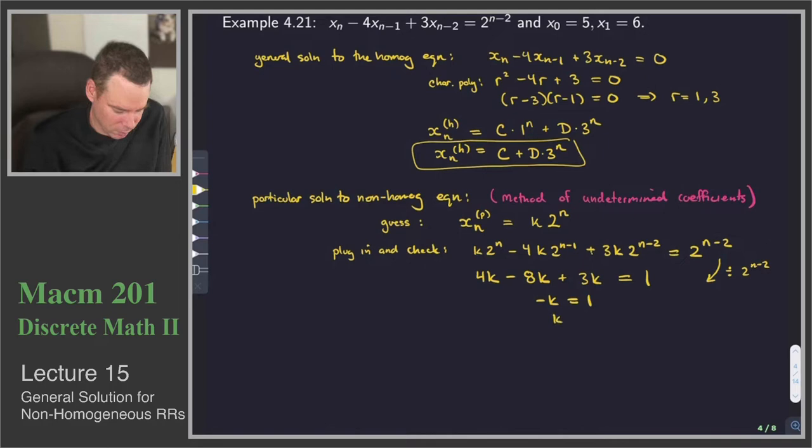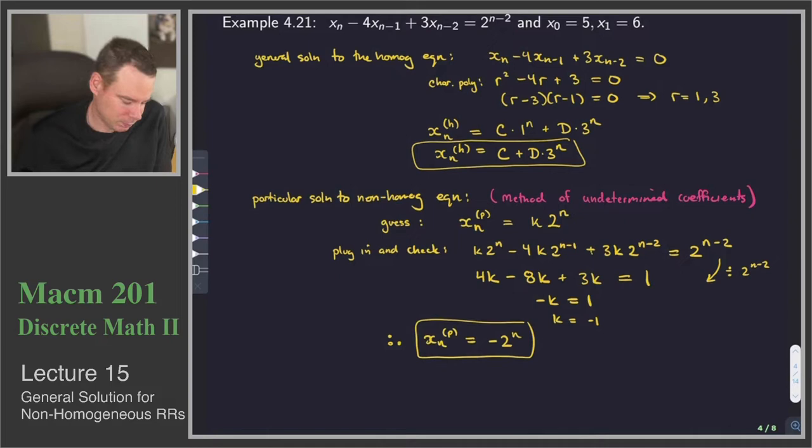And therefore, we have our particular solution. It's negative 2 to the n. By any means necessary, find a particular solution. And we have found one. So now we're going to take our particular solution and our general homogeneous solution and write down our general non-homogeneous solution. So, general solution to the non-homogeneous equation.